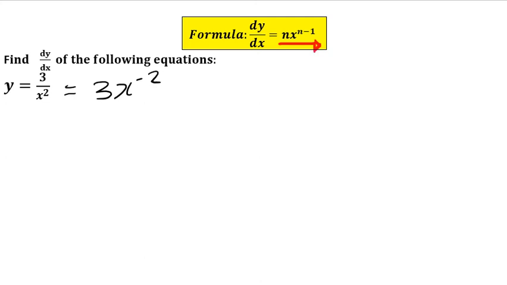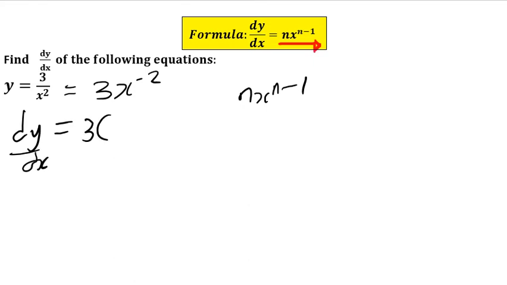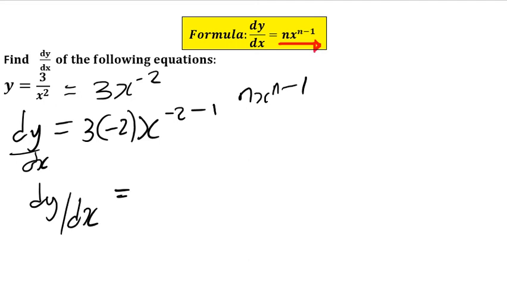Okay, so the next thing, we apply the same method that we applied. We apply this formula right here, your n x to the power n minus 1. Okay, so we're gonna say dy over dx equals to, we're gonna say 3 into our n, which is minus 2, x to the power minus 2 minus 1. So your dy over dx is gonna be minus 6x to the power of minus 3. So this is your answer.